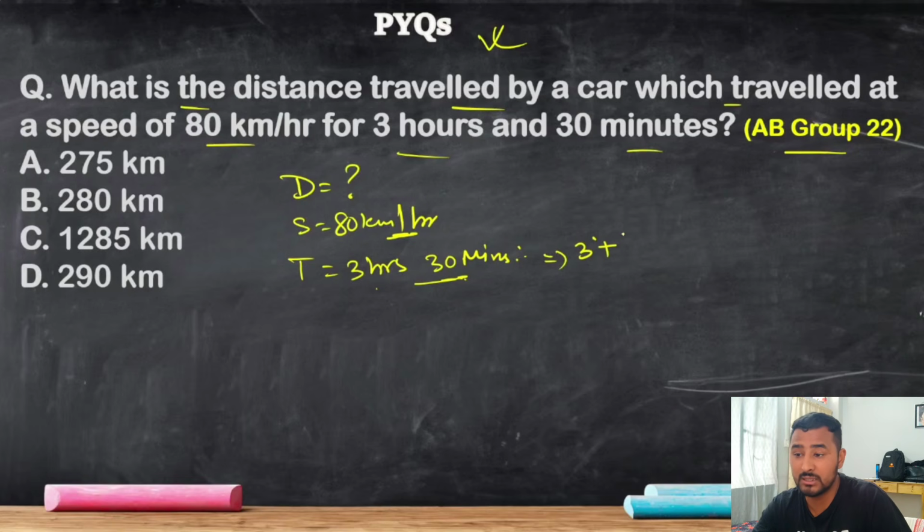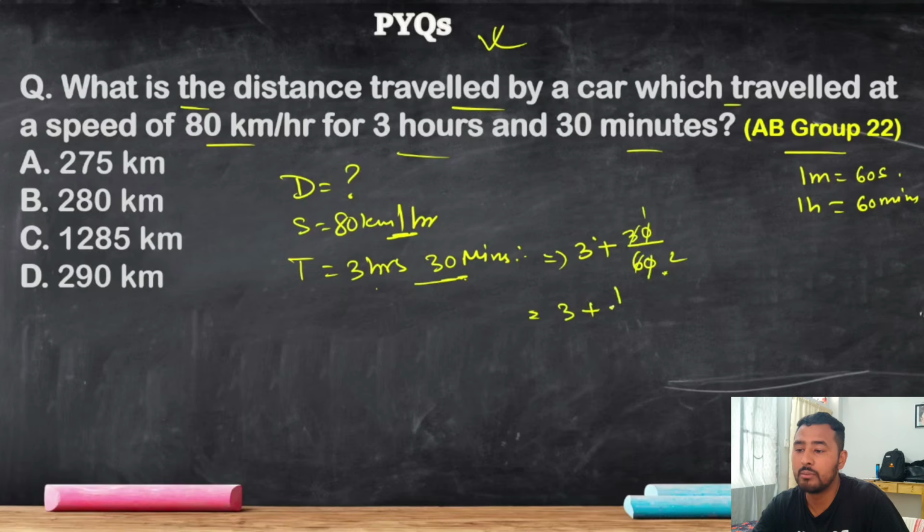So how will we do it? 3 hours plus 30 minutes means what? 30 minutes means 30 by 60, because 1 hour is equal to 60 minutes. Clear? So to get hours, you should divide by 60. This 30 minutes is divided by 60. Now cancel: 30 by 60 comes to 1 by 2. So this will be 3 plus 1 by 2.